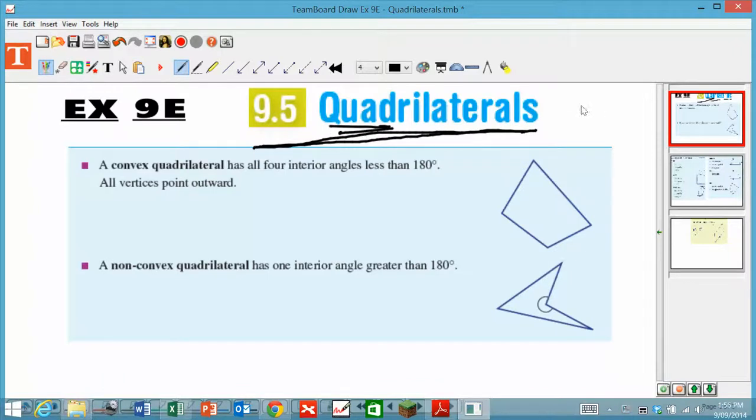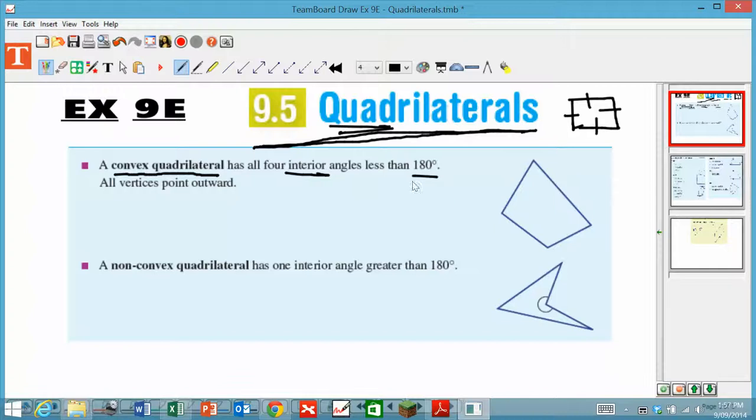Quad meaning four, so it's going to be polygons. They are still a type of polygon, and they are going to have four sides. It doesn't have to be all equal side lengths, as you can see in these pictures here. They can be any shape or size or construction, as long as they've got four closed sides, they are a quadrilateral.